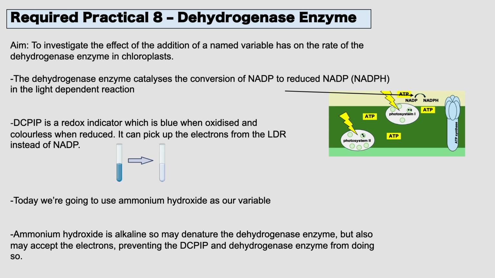And the named variable we'll be using in this case, as recommended in the practical handbook, is ammonium hydroxide. Ammonium hydroxide is alkaline, so may denature the dehydrogenase enzyme, but also may accept the electrons, preventing the DCPIP and dehydrogenase enzymes from doing so.